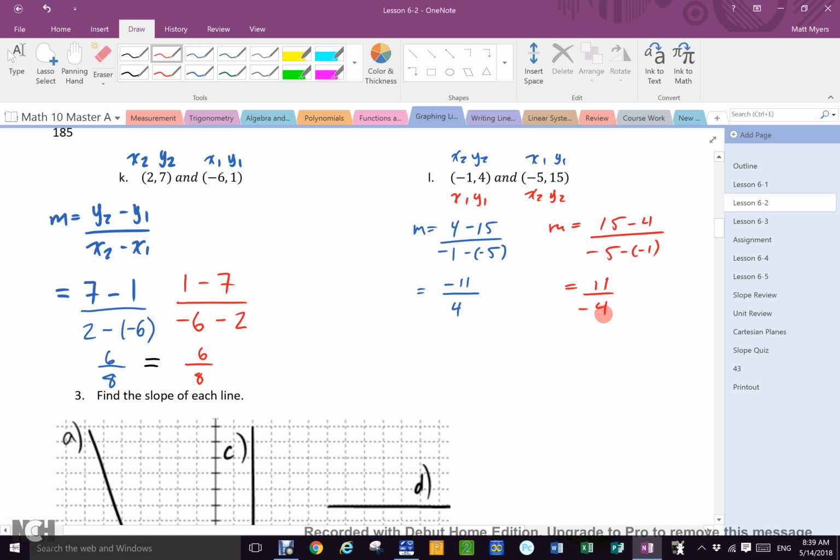Is everybody done? Avery, what was your slope? Negative 11 over 4 is perfectly correct. You should have one of those two. They are the exact same thing because they will both take you to the same spot on the graph. Is everybody good?